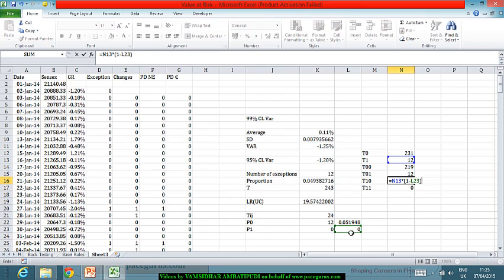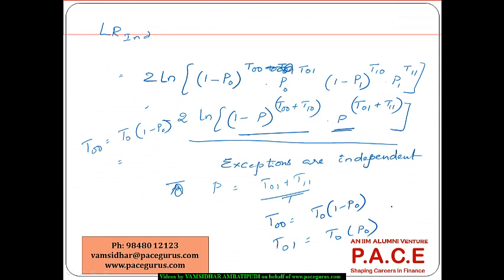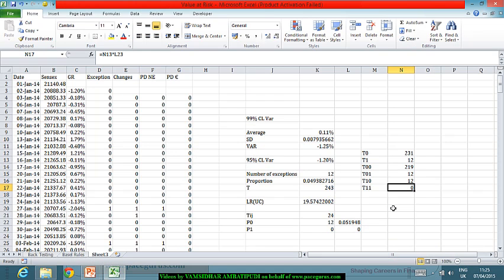1 minus P1. So this is still remaining to be 12 itself. T10 is remaining to be 12 itself. Now this is what is adding up to the total T1. So from here I can very well find out, now that I have my values, I can check for the independence test now.